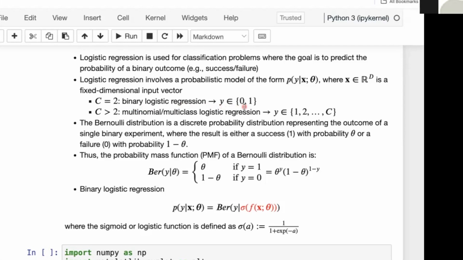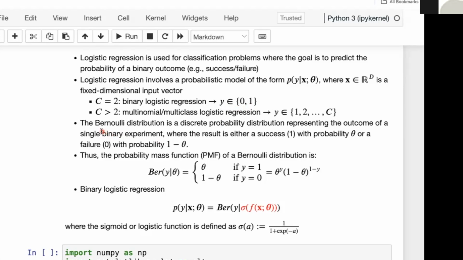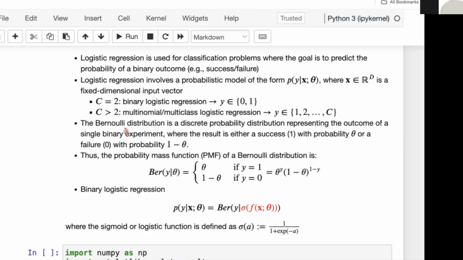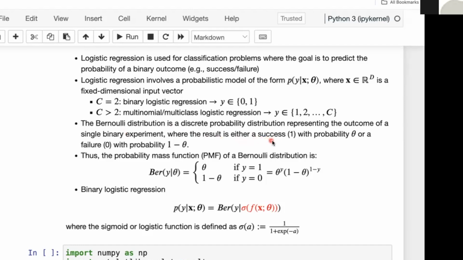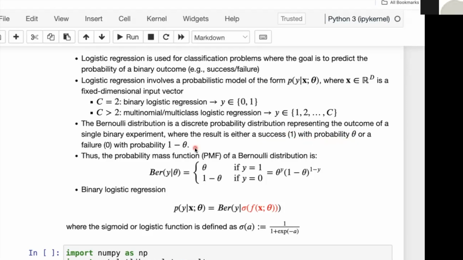So for now, let's start focusing on the simplest case, which is binary logistic regression, where we have two outputs, 0 and 1. This should remind you of something you have seen before in probability, which is known as the Bernoulli distribution. So what is the Bernoulli distribution? It's a discrete probability distribution representing the outcome of a single binary experiment, where the result is either a success, which we usually represent by 1, and this happens with probability theta, or a failure, which we represent by 0, and that happens with probability 1 minus theta.